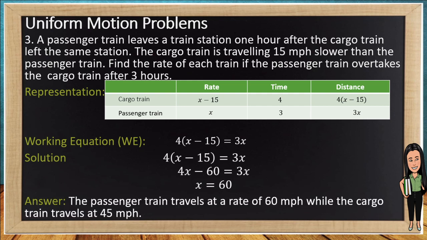So, ang question ay find the rate of each train. So, yung passenger train travels at a rate of 60 miles per hour while the cargo train travels at 45 miles per hour.